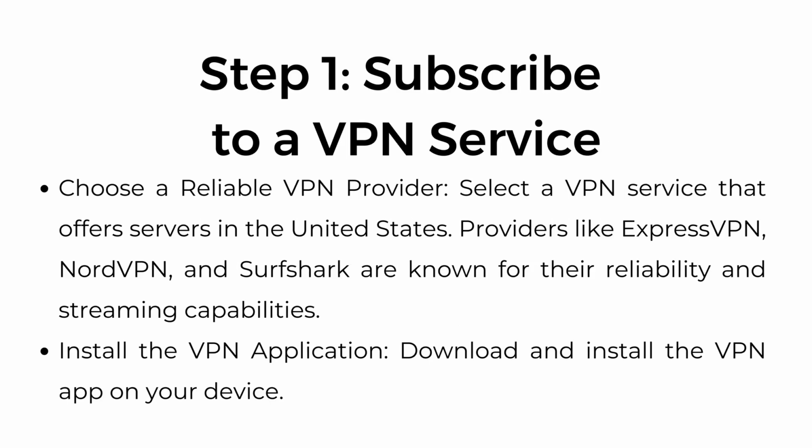Step number 1, subscribe to a VPN service. Choose a reliable VPN provider. Select a VPN service that offers servers in the United States. Providers like ExpressVPN, NordVPN, and Surfshark are known for their reliability and streaming capabilities. Install the VPN application. Download and install the VPN app on your device.